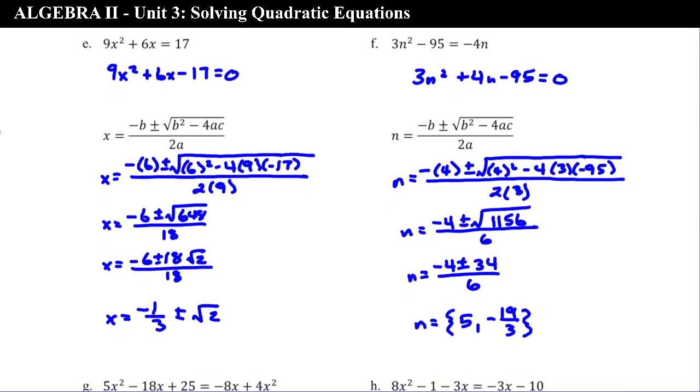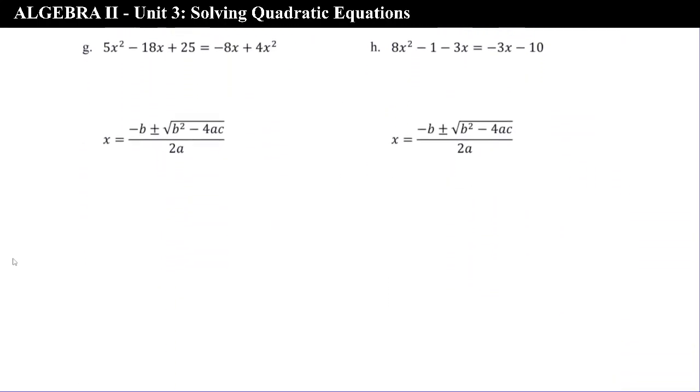All right, let's do 2 more examples and then we'll move on to the last topic of this section. So for G here, we have to get everything on the one side. So we are going to subtract the 4x squared from the 5x squared, so that gives us x squared. And then negative 18x plus 8x gives us minus 10x. And then we have plus 25 here equals 0.